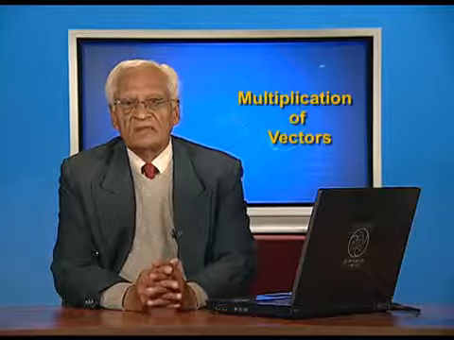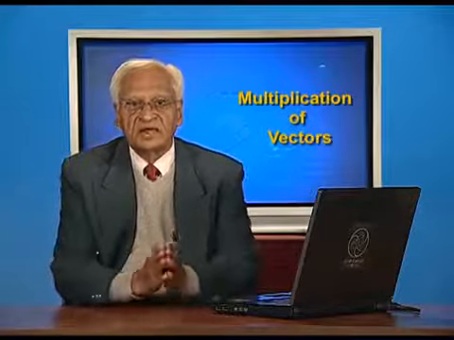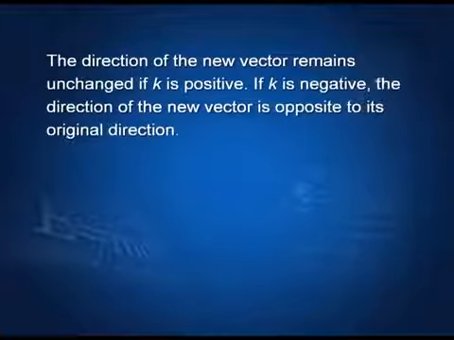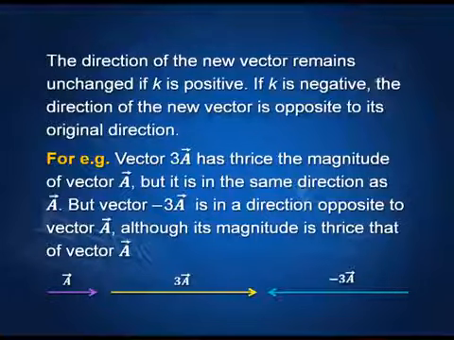That is, if I multiply a vector by a positive quantity, its magnitude increases, but the direction remains the same. If k is negative, the direction of the new vector is opposite to its original direction. For example, vector 3A has thrice the magnitude of vector A, but it is in the same direction as vector A. But vector minus 3A is in a direction opposite to vector A, although its magnitude is thrice that of vector A.